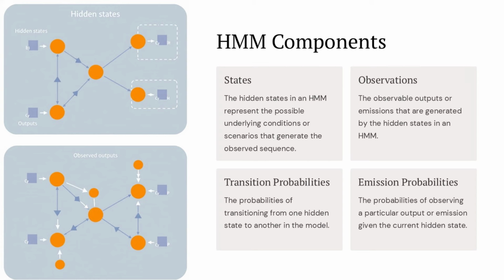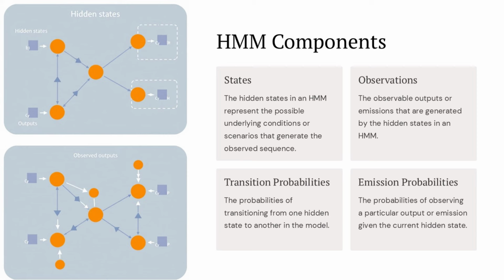The key components of a hidden Markov model, HMM, are the hidden states, observations, transition probabilities, and emission probabilities. The hidden states represent the underlying conditions or scenarios that generate the observed sequence. These are the unobserved variables in the model. The observations are the actual outputs or emissions that are generated by the hidden states. These are the observed variables.